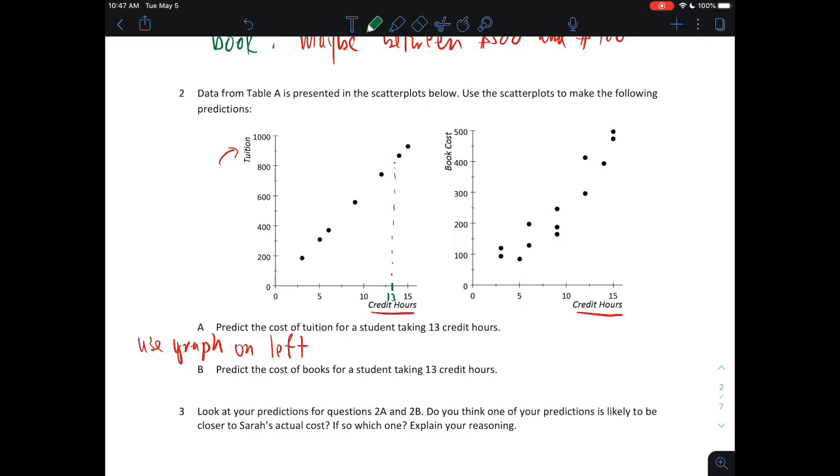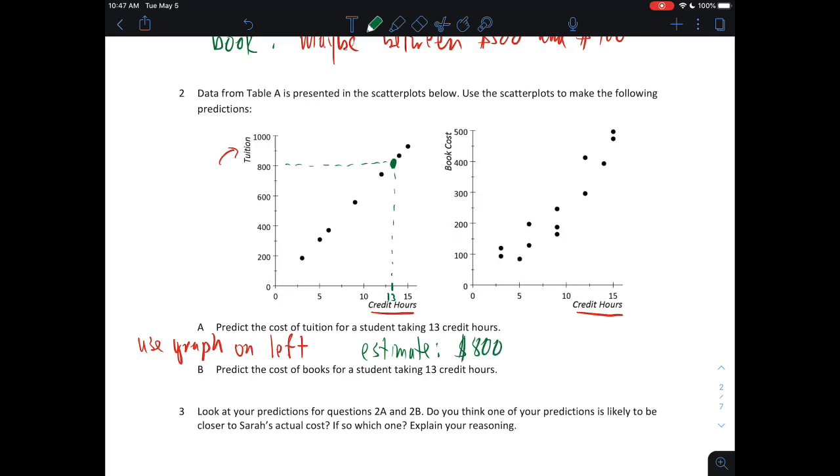And then where it reaches a dot that's somewhere in line with all of the other dots, we could then go over to the tuition, and it looks like maybe we could estimate $800. So the estimate, or prediction, is $800.